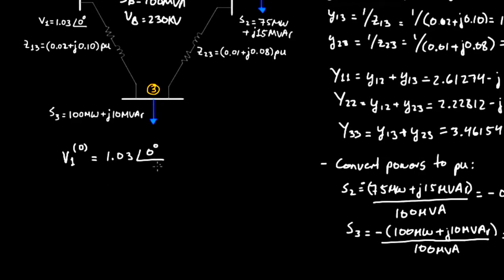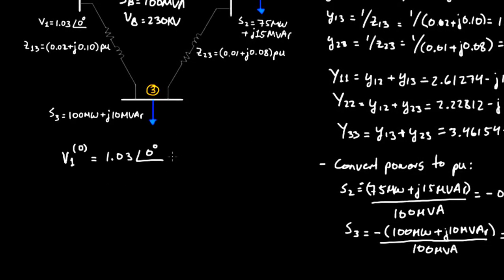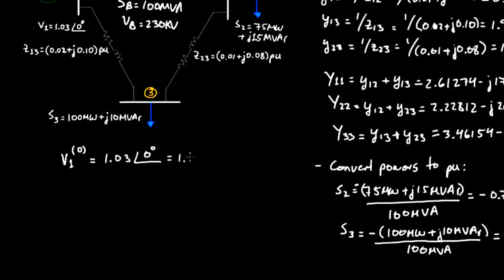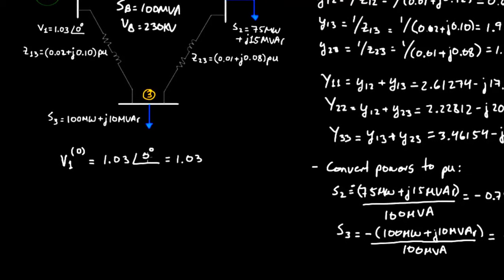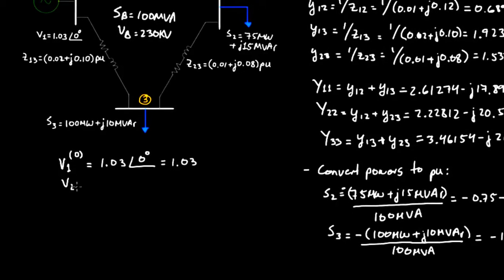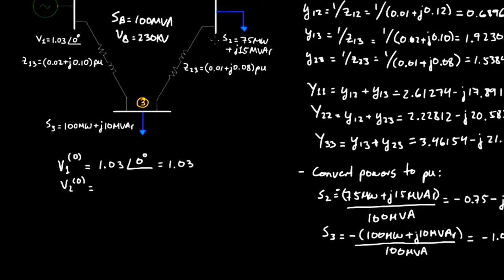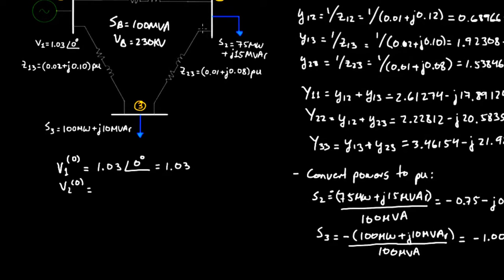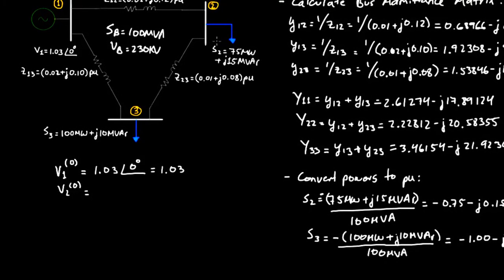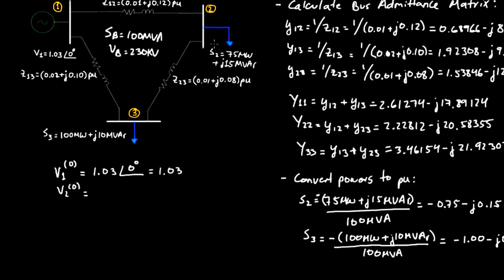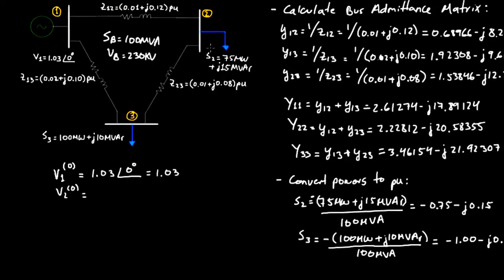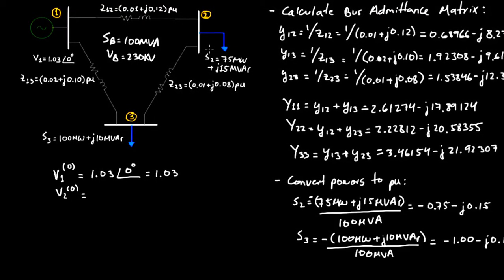Now just to make this a little bit simpler, when we plug this into our equations, 1.03 at an angle of 0 is just like saying 1.03. Just like we can drop this angle over here to make the equations a little bit smaller. Now V2 of 0, that's the guess of the voltage at this bus. And again, we can pick whatever we want. Since this is a load bus, we could really make an assumption that it's going to be lower than 1 per unit and with an angle lower than 0 degrees. So we could maybe guess 0.95 at an angle of -5 degrees, for example.